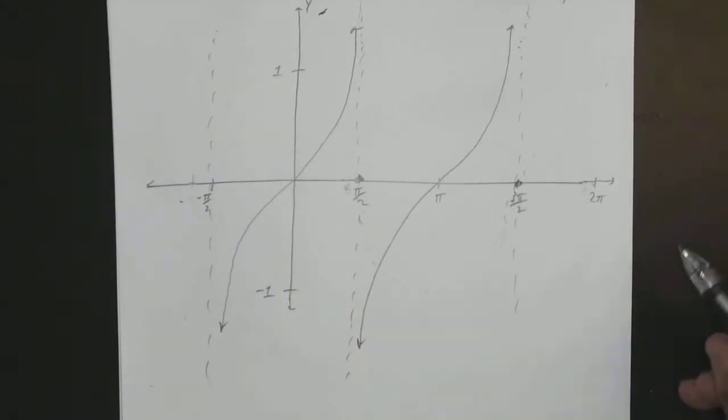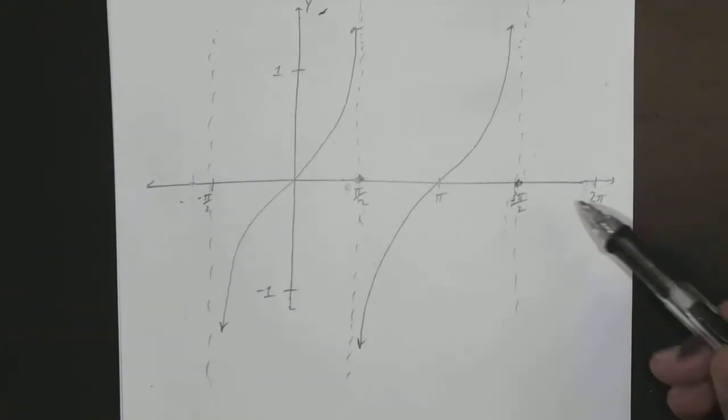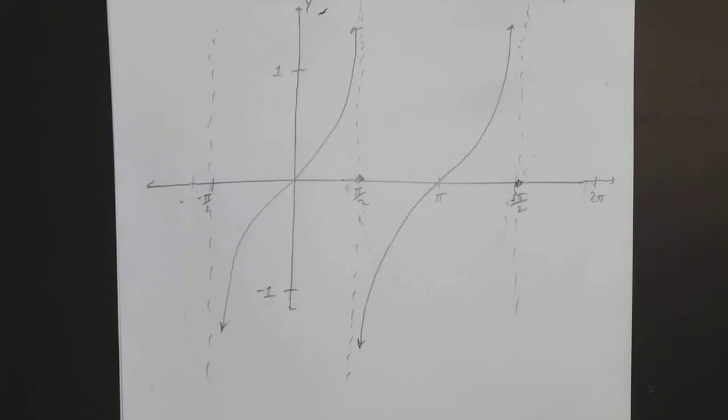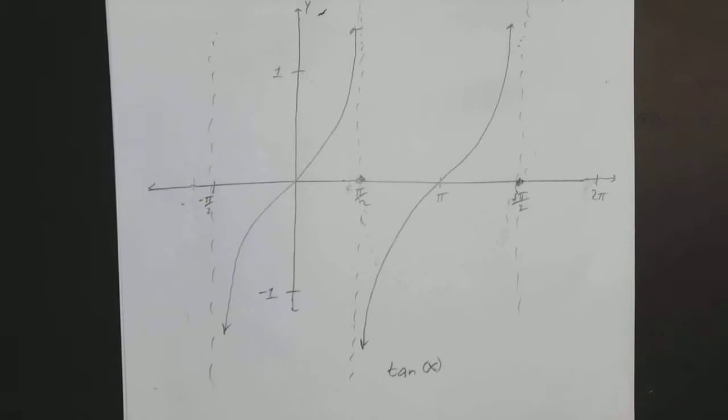And it just keeps repeating over and over between 3 pi over 2 and 5 pi over 2, 5 pi over 2 and 7 pi over 2, just repeating over and over again. So this is your graph of tangent x. All right. So just like before, if you know your sine and cosine, everything else revolves around those two.